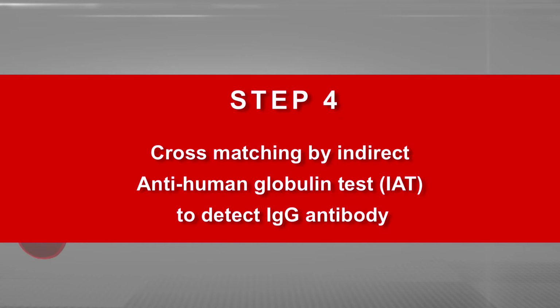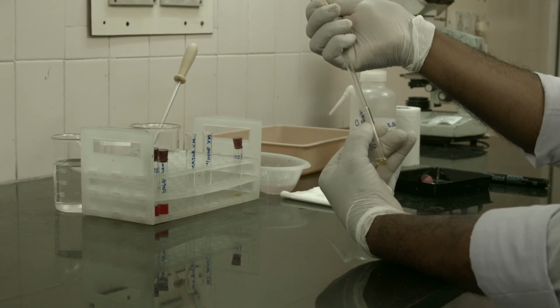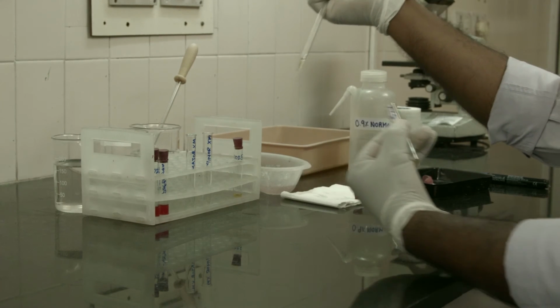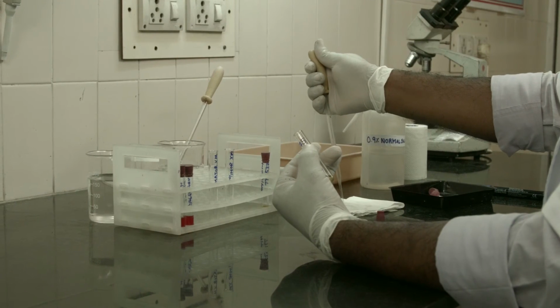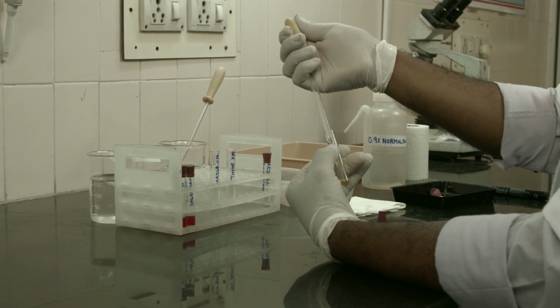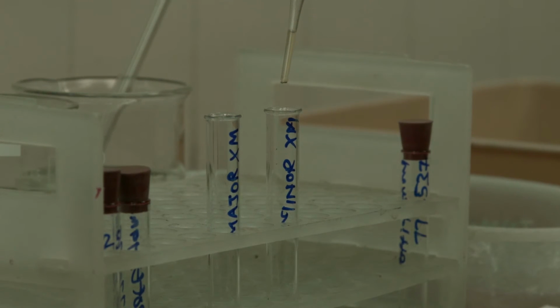Step 4. Now we are going to see the procedure for cross-matching by indirect anti-human globulin test (IAT) to detect IgG antibody. In separate labeled test tubes, add 2 drops of patient's serum in a labeled tube for major crossmatch. Add 2 drops of donor serum in the labeled tube for minor crossmatch.